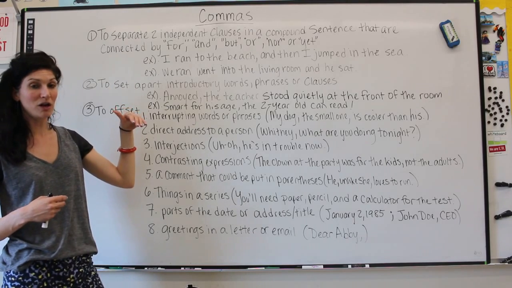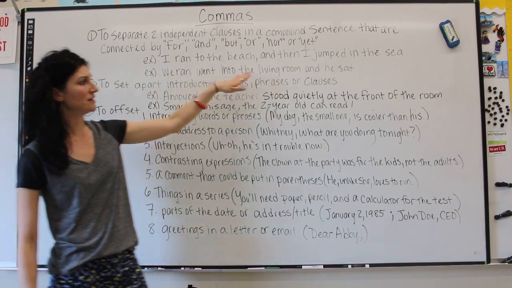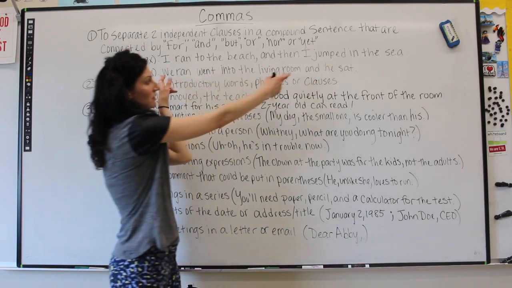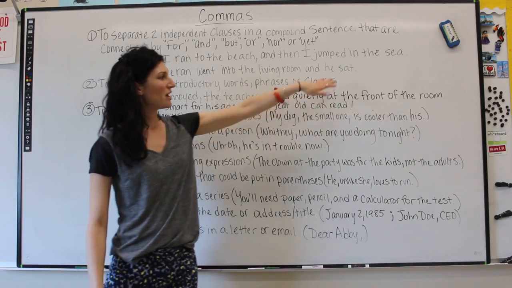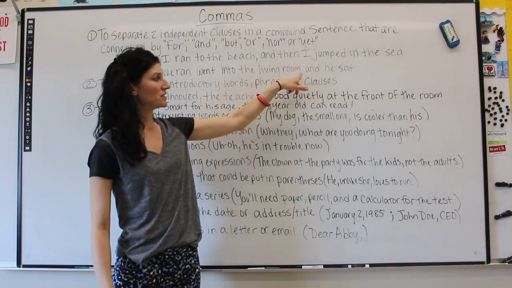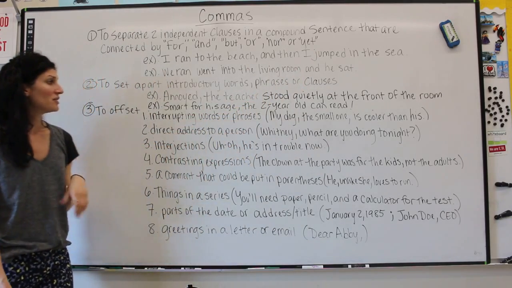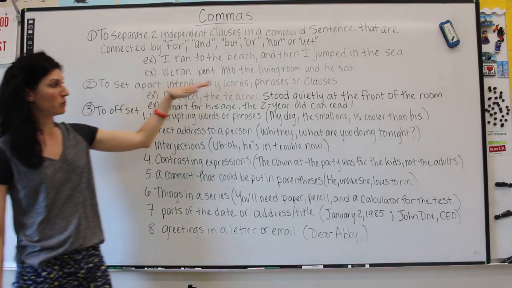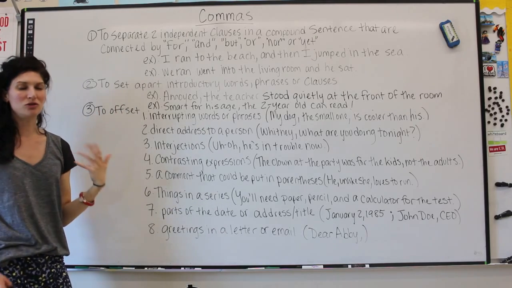So if you take a look at the following example, I'll show you what I mean. We ran into the living room, and he sat. So we ran into the living room as one independent clause, and he sat as another. But because he sat is such a short independent clause, it wasn't actually necessary for me to use a comma to separate them. The second rule that we have for using commas is that they're used to set apart introductory words, phrases, or clauses.